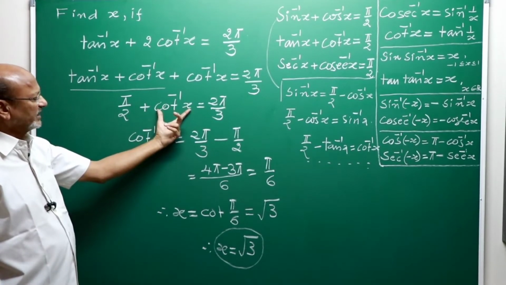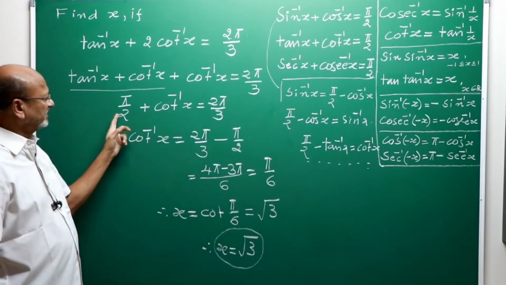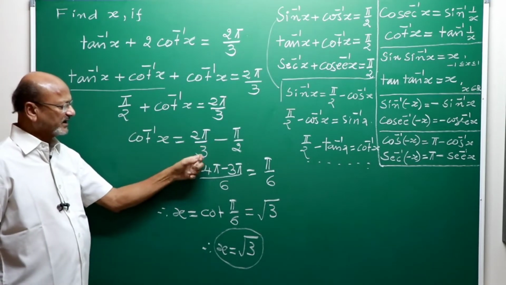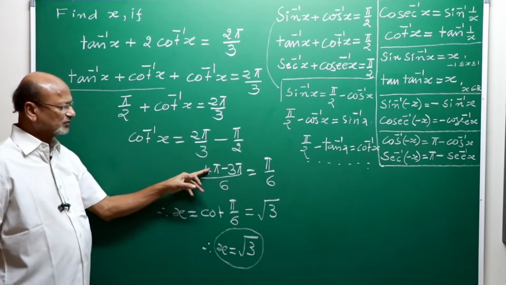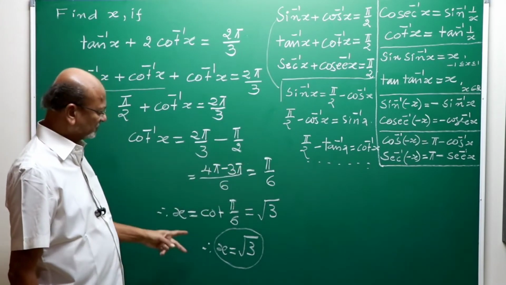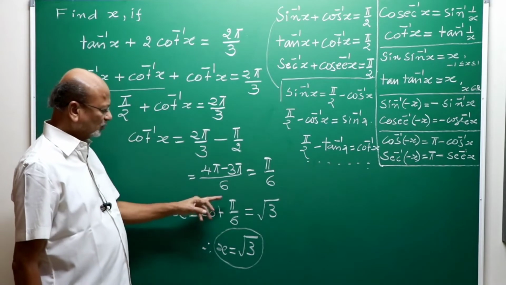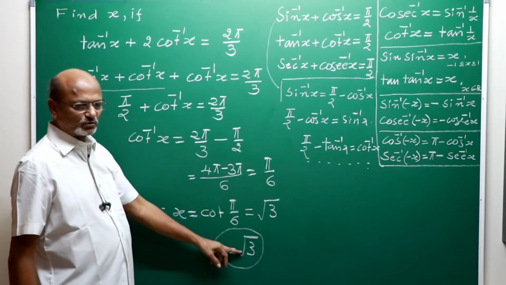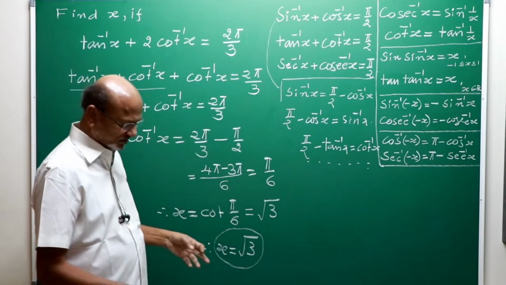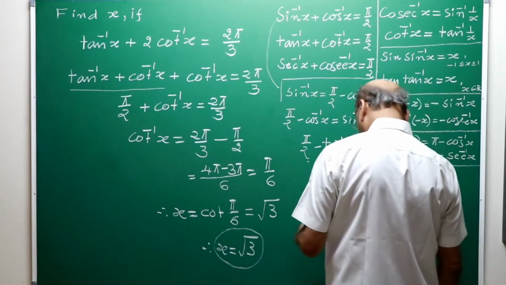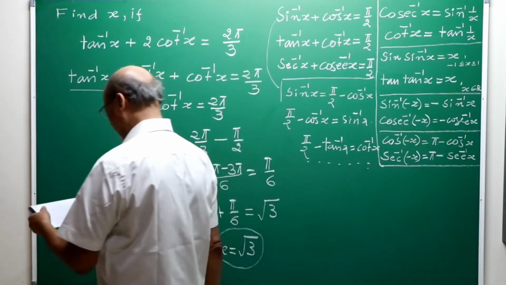Then cot inverse x equals 2 pi by 3, shift to the RHS, minus pi by 2. Simplify the RHS with LCM cross multiplication. You get the simplified form pi by 6. Yes, my friend. x equals cot pi by 6, which is root 3. So the value of x is root 3. Understood? Yes, one more of the same type.